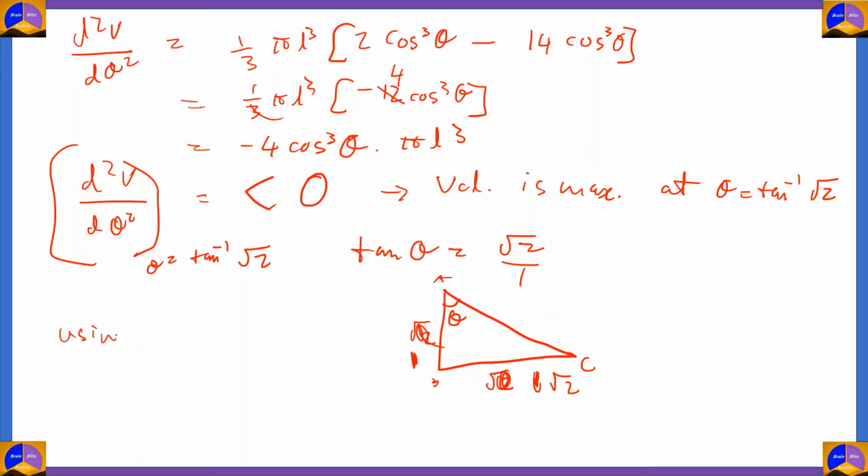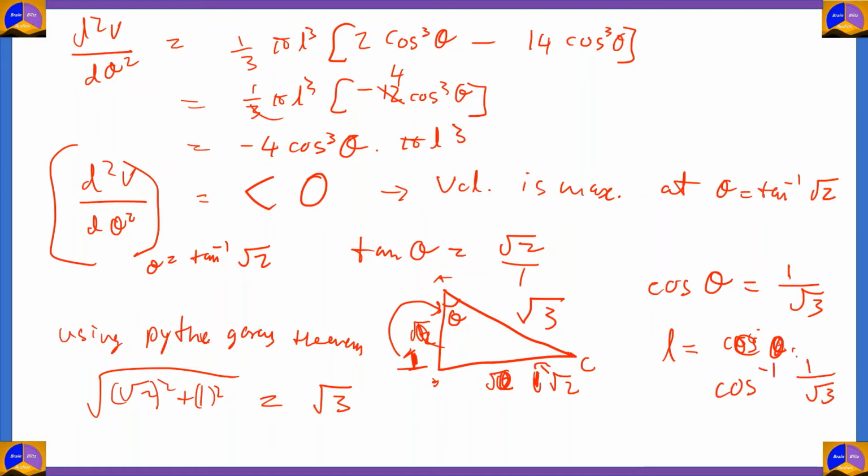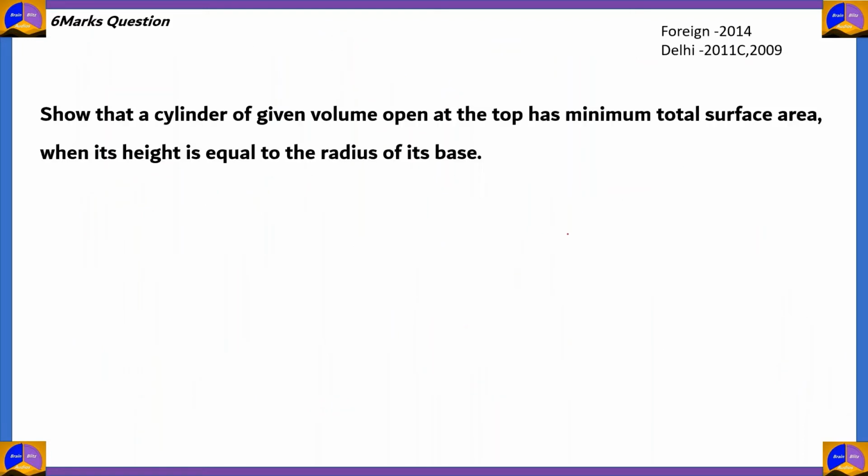So over here, using Pythagoras theorem, we get root of root 2 the whole square plus 1 the whole square. So mind you that 1 is here and root 2 is here. The whole root is equal to root 3. So the value of the hypotenuse is root 3. Now, we'll get cos theta as 1 by root 3. And so L is given as cos inverse of 1 by root 3. So that gives us our answer.